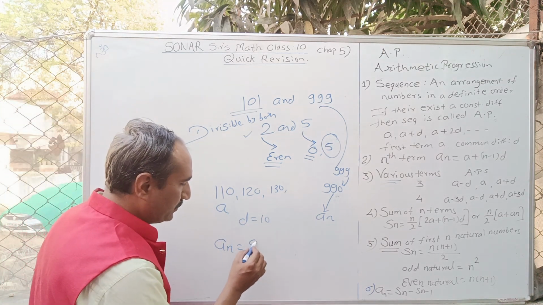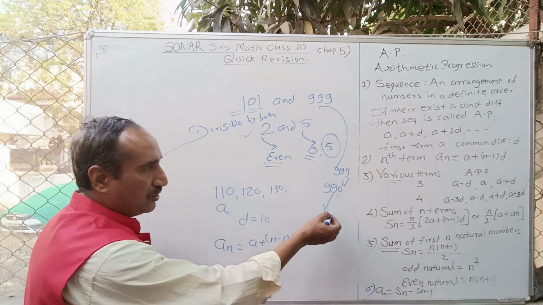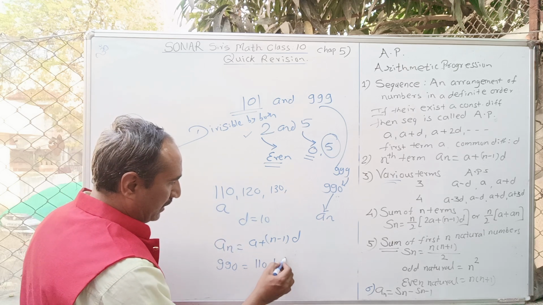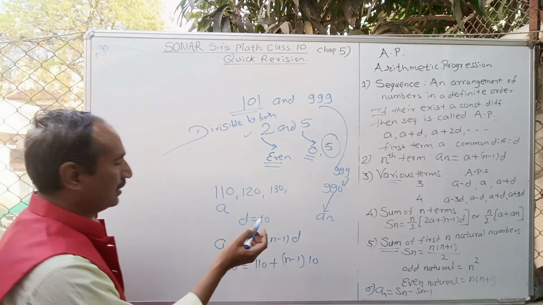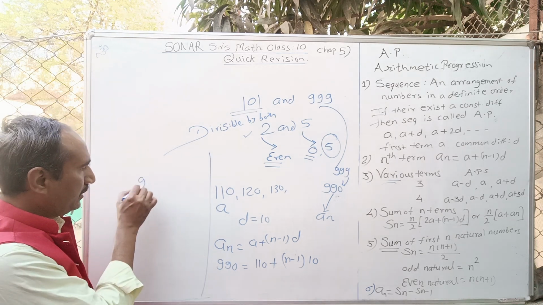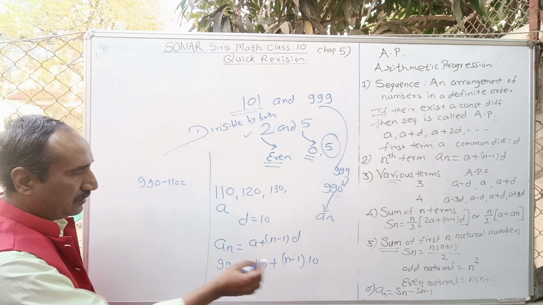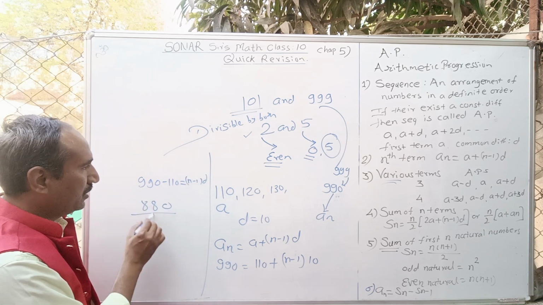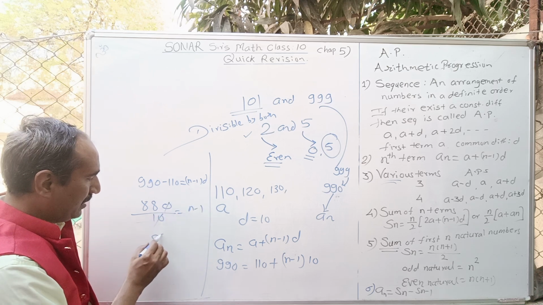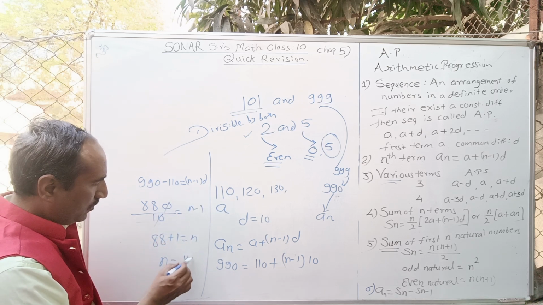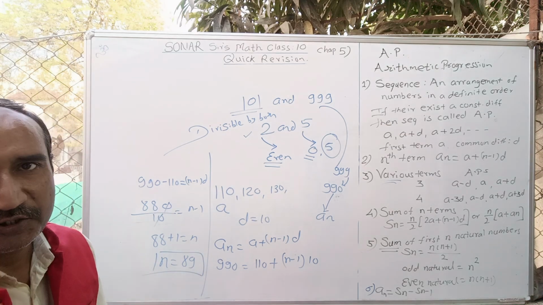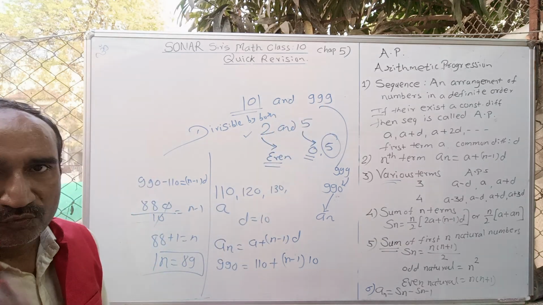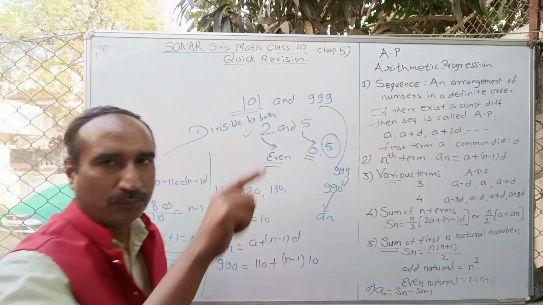So an is equal to a plus n minus 1 into d. We know the last term is 990. The first term is 110, the number of terms we don't know, but the difference is 10. Let's solve this. 990 minus 110 equals n minus 1 into 10. 880 divided by 10, zero cancels, 88 plus 1. So the number of terms is 89. So 89 numbers are there between 101 and 999 which are divisible by both 2 and 5.